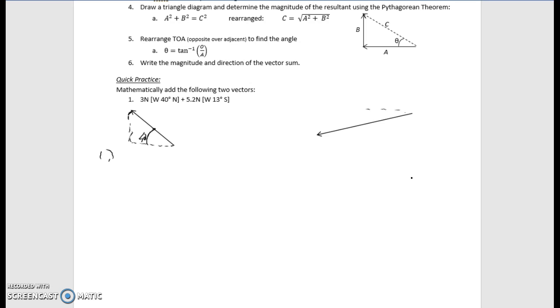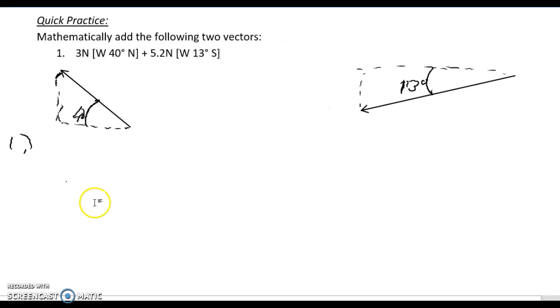The second one, you have this component here, the south component there, and you're going to have 5.2 newtons. West is your baseline, and you're going to move 13 degrees, so 13 degrees south of that baseline. Okay, so let's break these down into components now that they're in this manner.